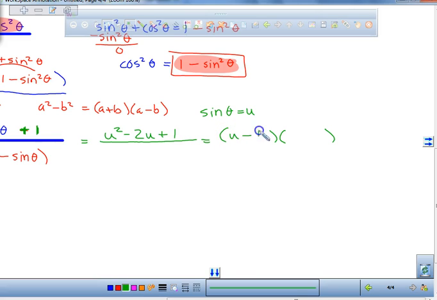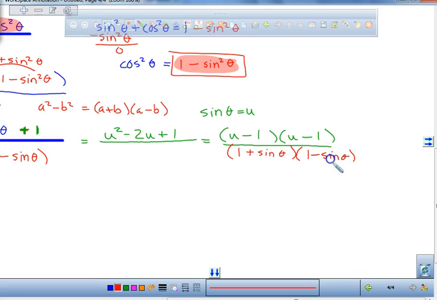Now, by the way, does anybody know what this factors to? That factors to u minus 1 and u minus 1. Why? Because negative 1 minus 1 more gets me a negative 2, and negative 1 times negative 1 gets me a positive 1. Now what's all of this over? This is all over 1 plus the sine of theta and 1 minus the sine of theta.